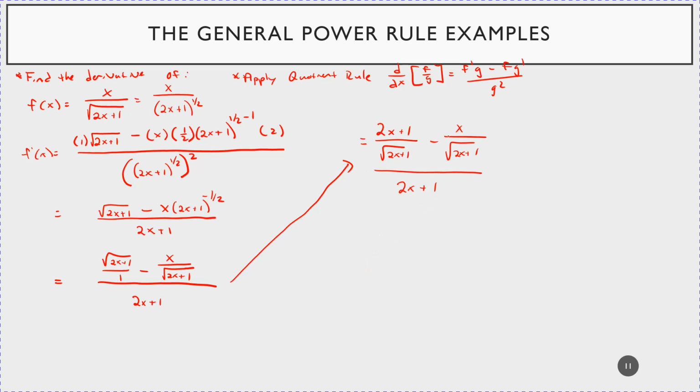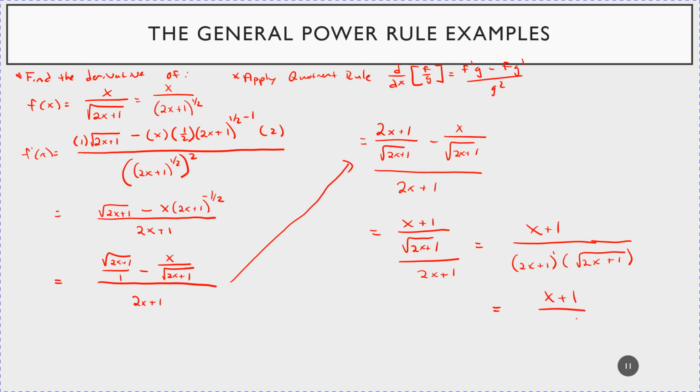So now 2x minus x, this is just x plus 1 divided by the square root of 2x plus 1, divided by 2x plus 1. You could do keep, change, flip, and you would see that this is just x plus 1 divided by (2x plus 1) times the square root of 2x plus 1. This is to the 1 power, this is the 1/2, so you add the exponents, and you're left with x plus 1 divided by (2x plus 1) to the 3/2 power.